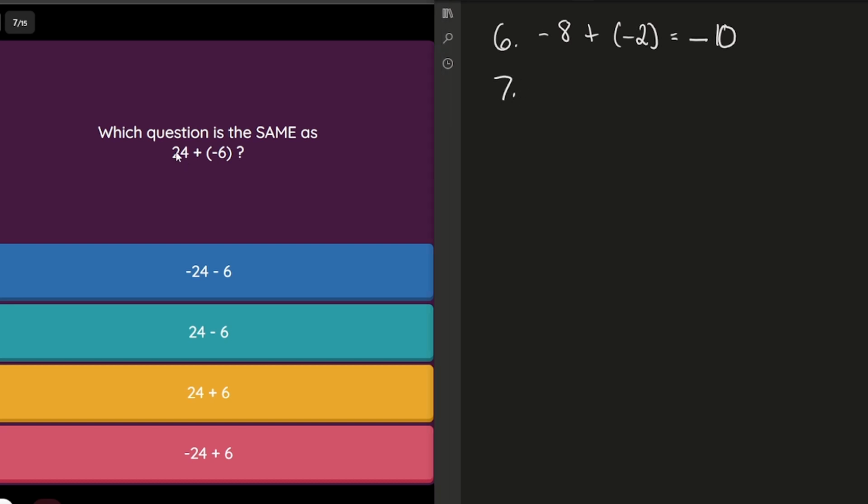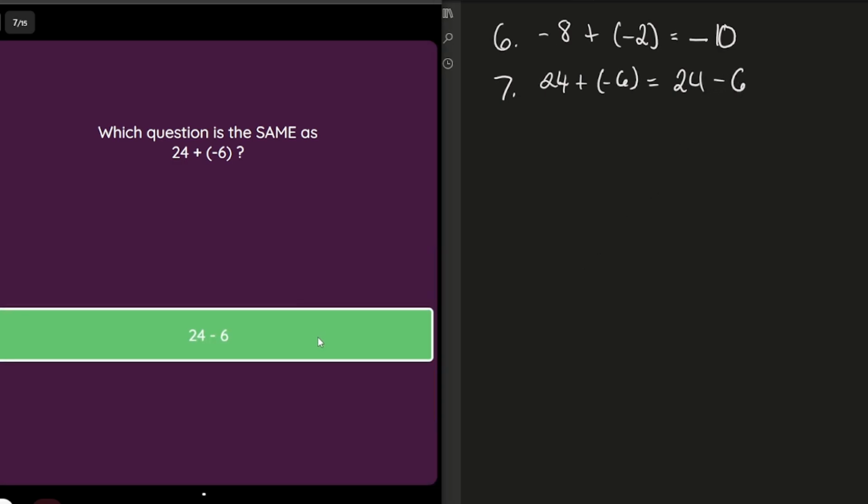Question number 7. Which expression is the same as 24 plus -6? Since it's 24 plus -6, it is the same as finding the difference, or 24 minus 6. There you go.